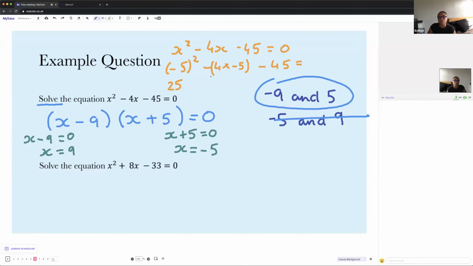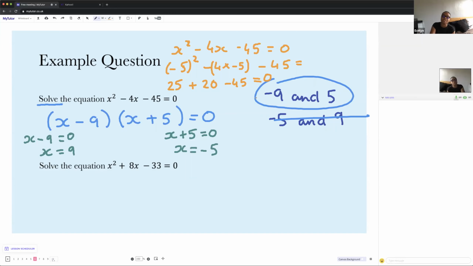And then you've got minus 4 times minus 5, which is another positive because you've got two negatives being multiplied together. So you've got plus 20. And then you have minus 45. Now 25 plus 20 gives you 45. So 45 minus 45 is 0. So that's the first one, and we know that that's true.